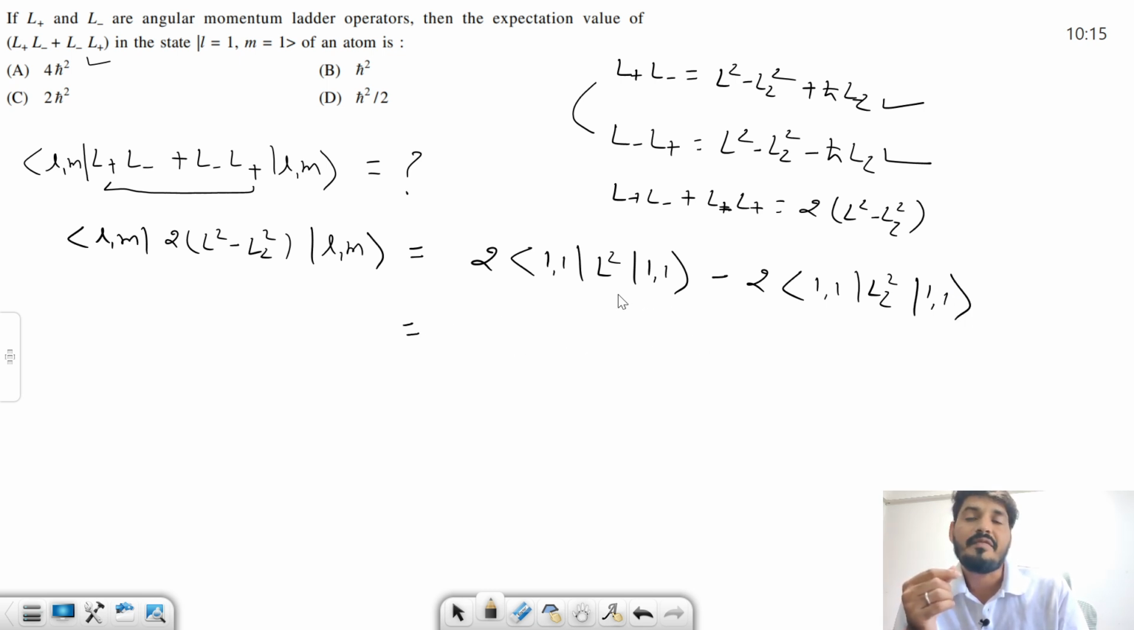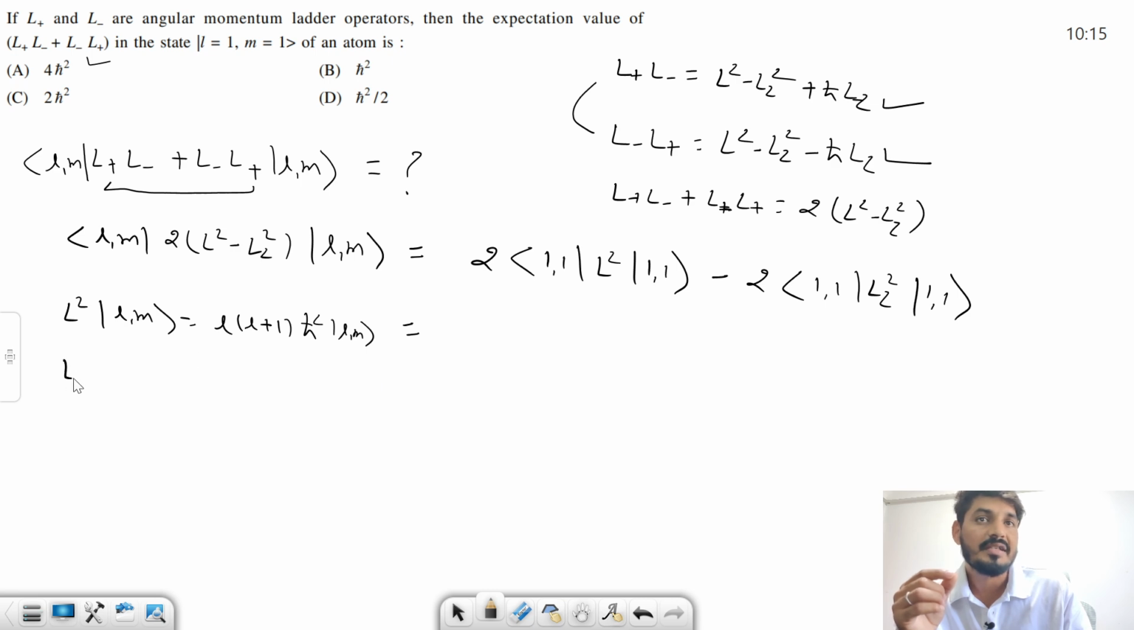And now what is this thing? If we operate L square on the state 1 1, this we already know. What is L square operator on any state LM? This thing you know: L into L plus 1 h cut square LM. And what is LZ square on state LM? This is simply M square h cut square LM. So I can use these two formulas here. So this will give you simply 2 L square on this state 1 1, this is 2 h cut square 1 1.